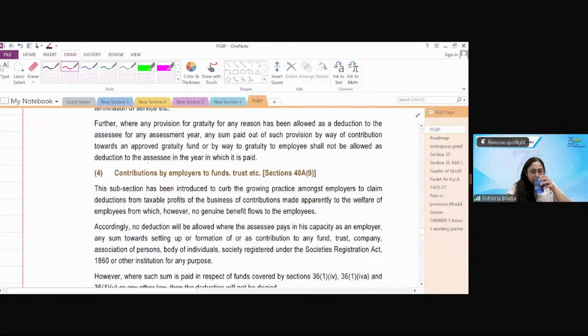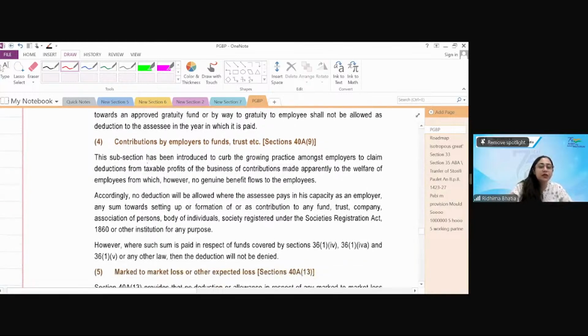Similarly, 40A(9) में क्या आएगा जो हमने example पढ़ा था NPS के case में भी. See, NPS के case में up to 14% of salary or actual contribution is allowed, whichever is lower. So what amount which is not allowed comes part of your section 40A subsection 9. So any allowance of employer's contribution goes to section 36 subsection 1 clause 4, clause 4A and clause 5. Any disallowance comes under section 40A subsection 9.